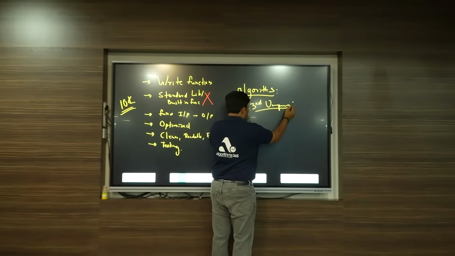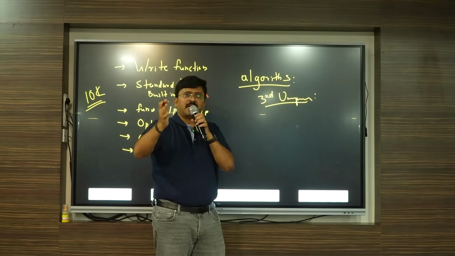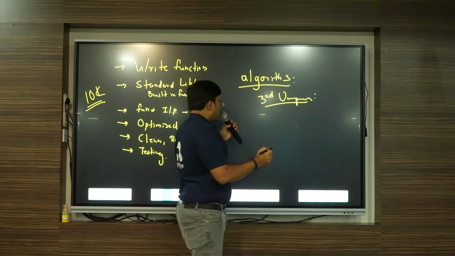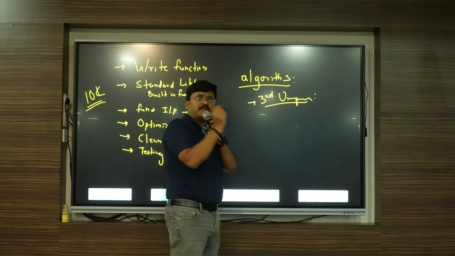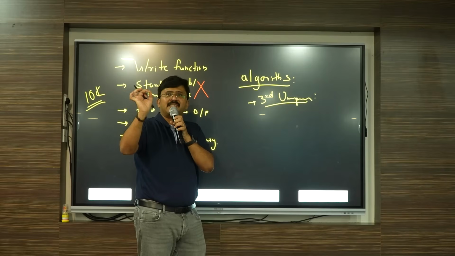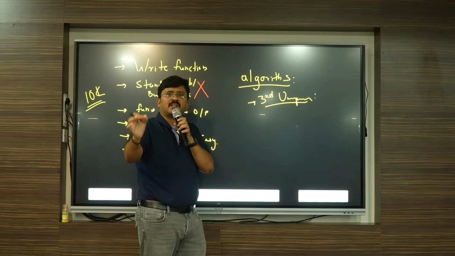What is a third umpire? I'm sure you all watched cricket. When the main umpires cannot decide, they give it to the third umpire. So when you are stuck in the interview, please recollect this word, third umpire. It will help lead you to the solution.